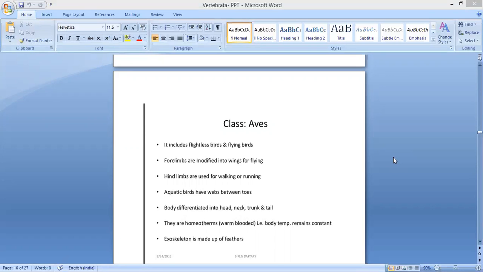Body differentiated into head, neck, trunk and tail. Four parts. First head, then neck, then trunk and tail. They are homeotherms or warm-blooded animals, and that means body temperature is constant. Same like us, we have constant body temperature. Homeotherms means warm-blooded animals. Exoskeleton is made up of feathers. Their outer skeleton is nothing but the feathers.